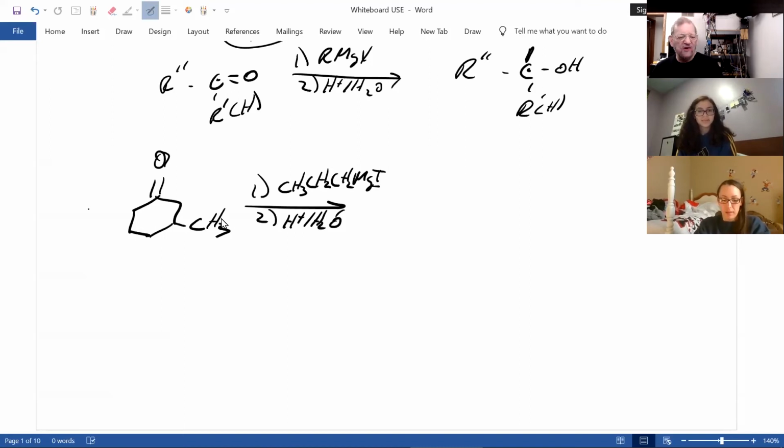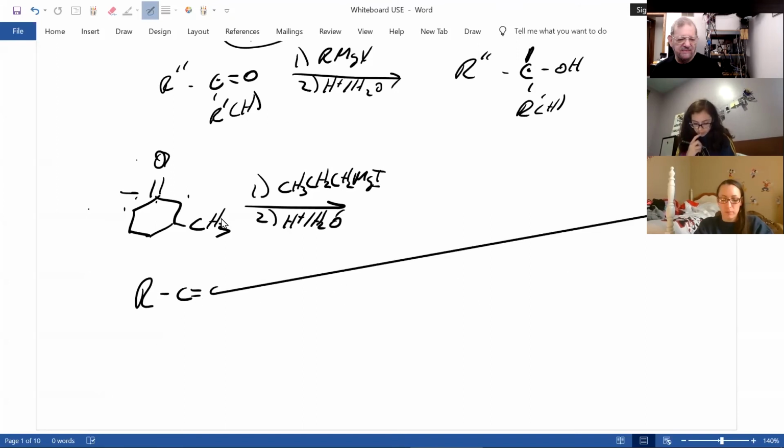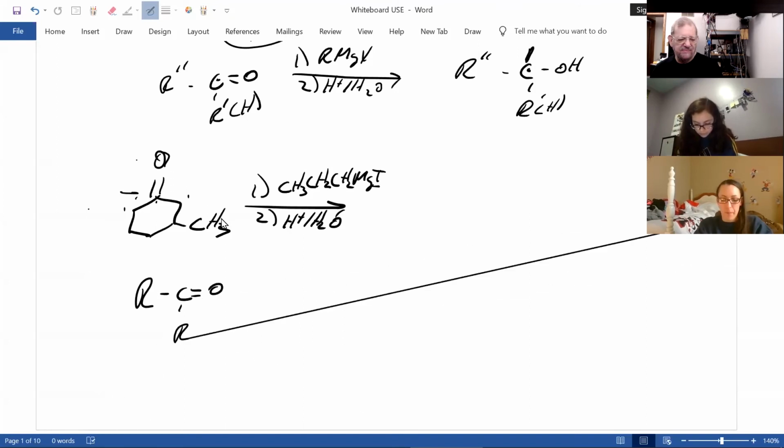All right, what's different here? Carbon, double bond to oxygen. Remember, look for what's different. The oxygen gives it away. It's got carbons here and here. This is a cyclic ketone. Could have been an aldehyde, but it's not. Remember, in this case, our R prime and our R double prime are connected together.